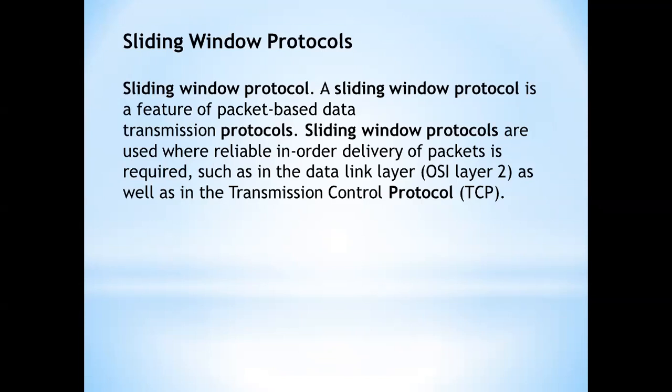We have studied the sliding window. This means the sender can send n frames at a time and then wait for the acknowledgement from the receiver. For example, the window size n is equal to 4. That means the sender can send 4 frames at a time and then wait for the acknowledgement from the receiver. So there will be one acknowledgement corresponding to the 4 frames that are sent over the network.